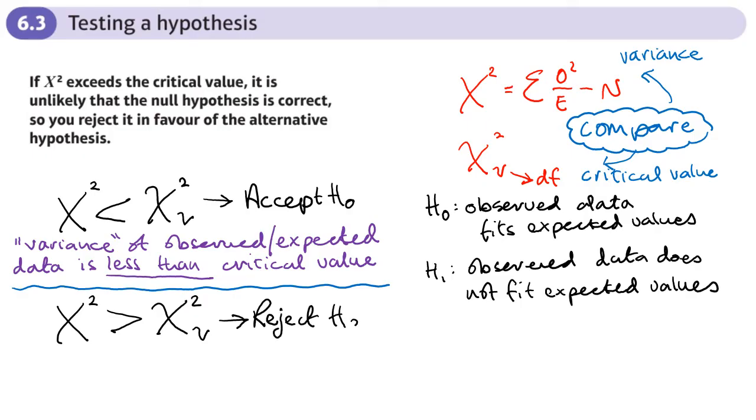So it's either going to be a good fit, which means our data is a good fit to the distribution or to the expected values, or it's not a good fit, so our observed values are not close to what we expect.